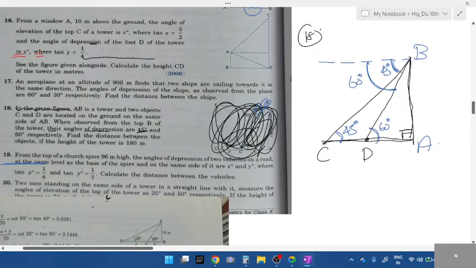Find the distance between the objects. Similar question to the 17th one. You can try this for homework. You have to find the distance between the objects. The height of the tower is 180. How will you solve this question, students?